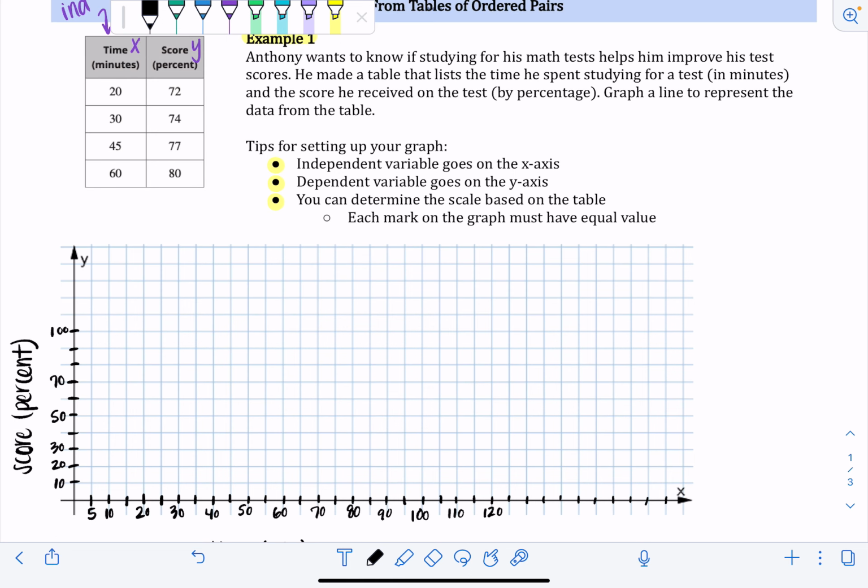So remember that a table is just an arrangement of points. So what that means is this is the point 20, 72. Think of it, and you can even rewrite it with parentheses, (20, 72). So we go to 20 on the x-axis, which is right here. And then we would go up to 72 on the y-axis, but our y-axis is scaled by 10, so there's not an exact mark for 72. So we would just have to estimate it. So I'm going to estimate it right here. So it's at 20 on the x and then a little bit above 70 on the y.